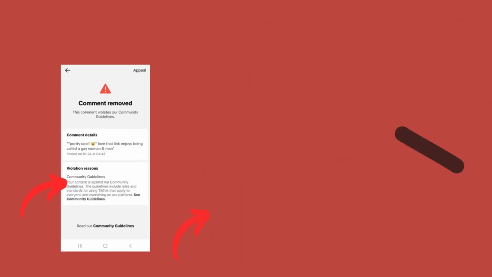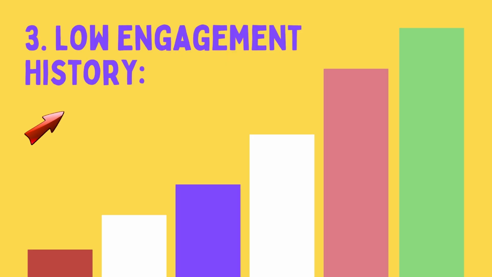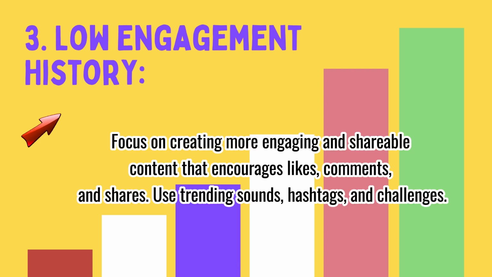Number three, low engagement history. If your previous content had low engagement, TikTok's algorithm might deprioritize your videos. How to fix this? Focus on creating more engaging and shareable content that encourages likes, comments, and shares. Use trending sounds, hashtags, and challenges.